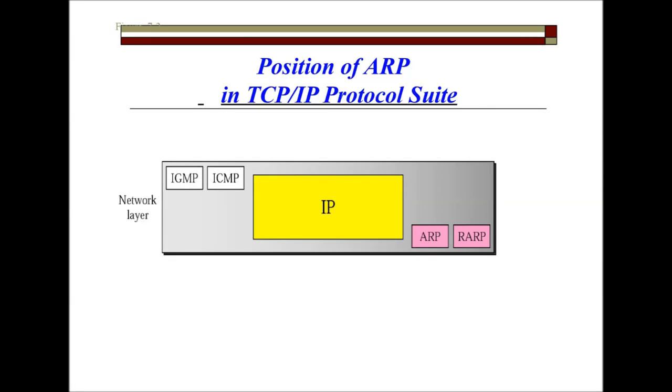Position of ARP in TCP/IP protocol suite. Dear students, as you know, every protocol is defined on a specific layer of the OSI reference model, as the OSI reference model is a logical model of network, and this model contains 7 layers, and every layer contains some specific functions.